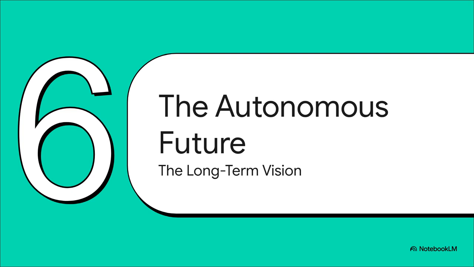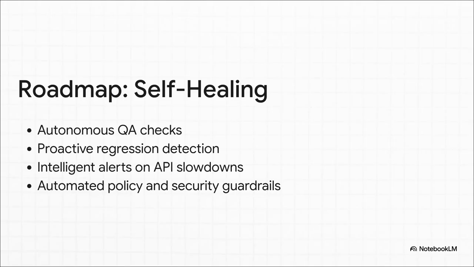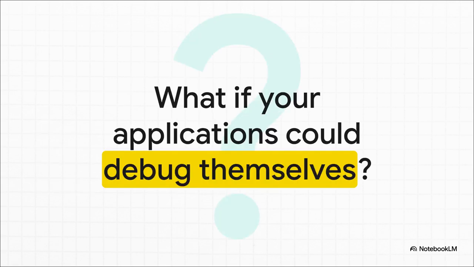This kind of technology is the foundation for a future filled with more autonomous, self-healing systems. Just look at where this is all headed. We're talking about autonomous QA checks that run themselves, proactive regression detection that catches bugs before they ever see the light of day, intelligent alerts that warn you about a slow API before your users even start to complain. This is all about building systems that don't just break, but that can understand why they broke and eventually fix themselves.